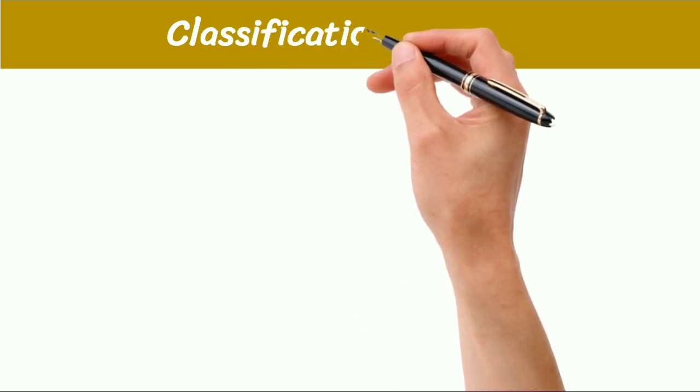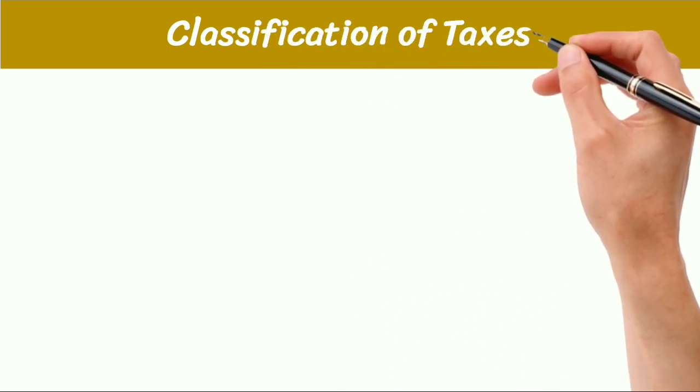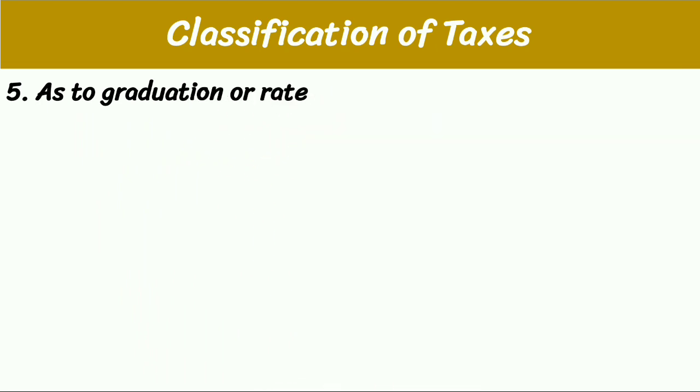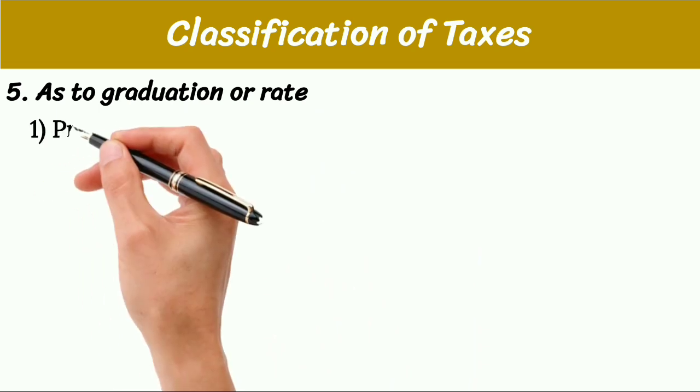Next, let's now proceed to the classification of taxes as to graduation or rate. Under this, there are four kinds of tax. First is the proportional tax. Second is the progressive or graduated tax. Third is the regressive tax. And fourth is the mixed tax.